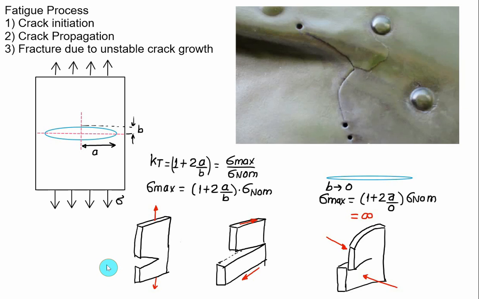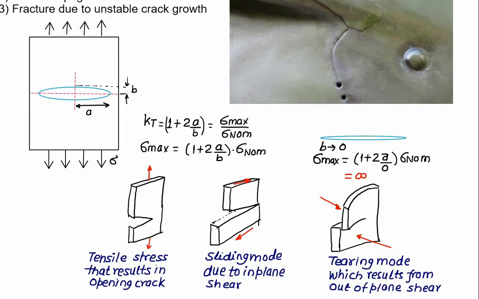So fatigue failure is a much more complicated phenomenon than static failure, where such complicated factors are involved. Also, the testing of material for fatigue property is more complicated and much more time consuming than static testing. So basically there are three modes.